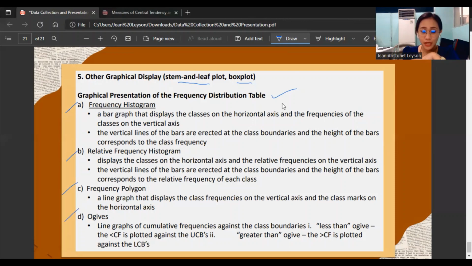So a frequency histogram is a bar graph that displays the classes on the horizontal axis and the frequencies of the classes on the vertical axis. The vertical lines of the bars are erected at the class boundaries, and the height of the bars corresponds to the class frequency. So whatever data is shown on the FDT, which is the table, that will just be transcribed or shown in the frequency histogram. So same with the relative frequency histogram, the frequency polygon, and the ogive.